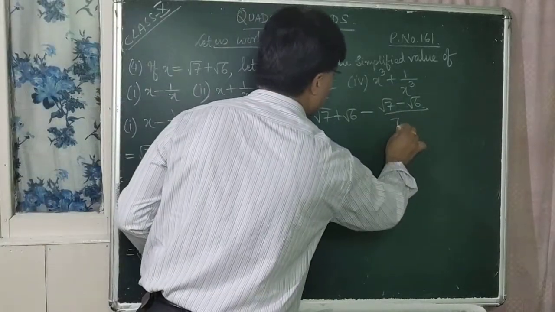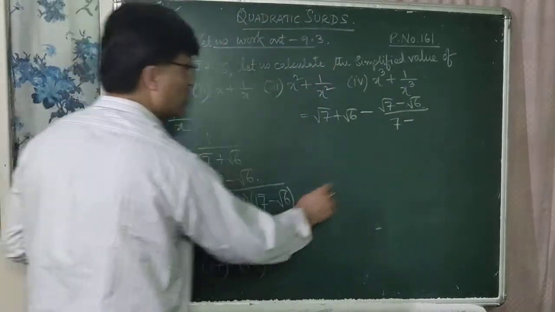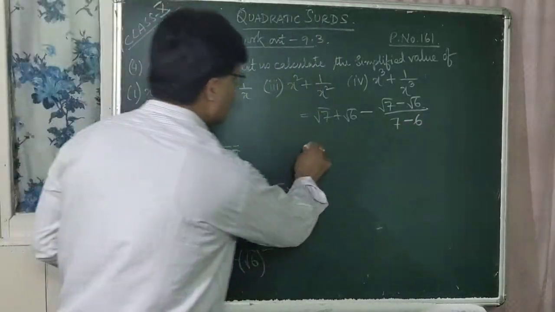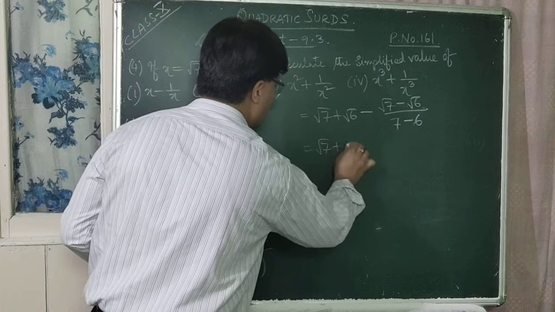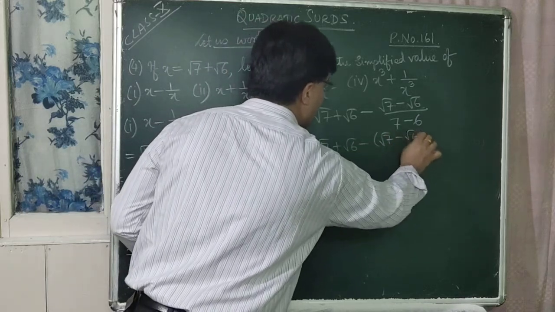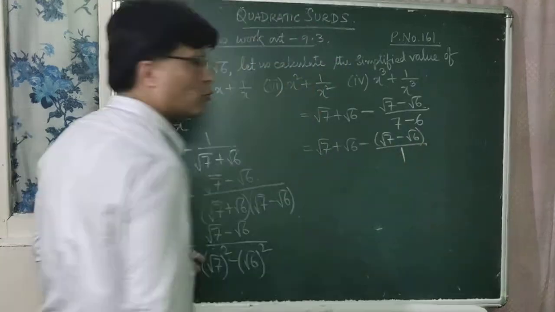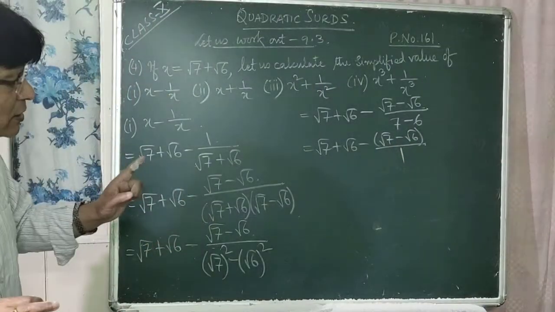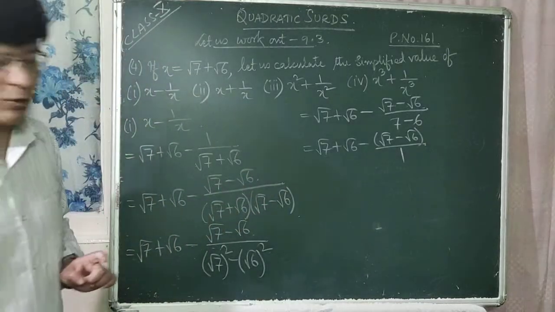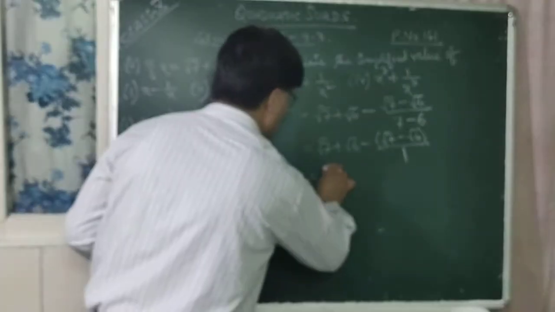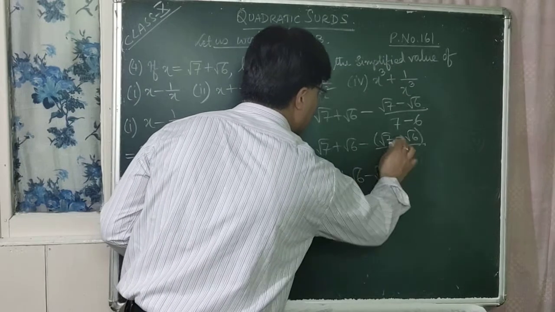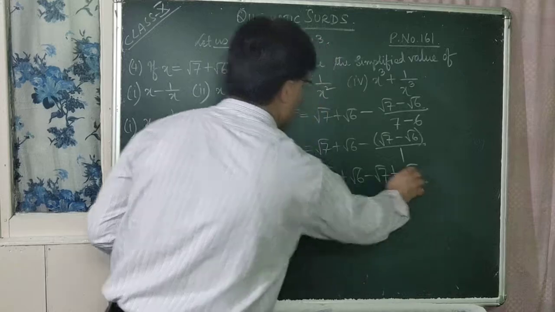Square root will be removed. 7 minus, what is root 6 whole square? That is 6. Is that clear? So which is equal to root 7 plus root 6 minus, write it within bracket, root 7 minus root 6, whole divided by 1. Actually, in the denominator, if there is 1, you don't have to write it. Okay? So it is equal to root 7 plus root 6 minus root 7 plus root 6.